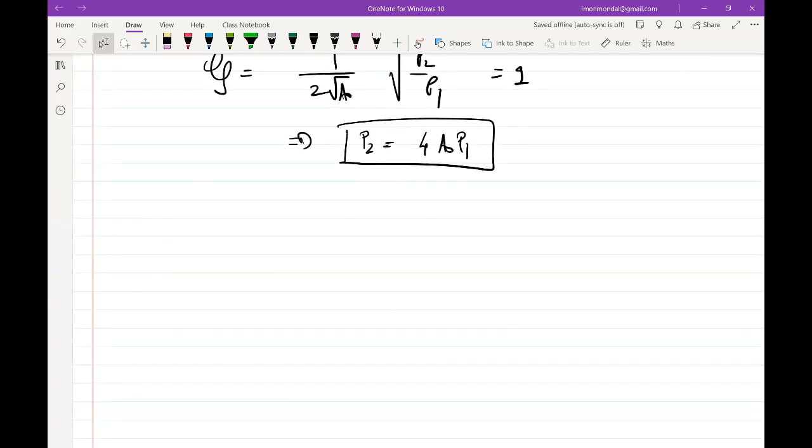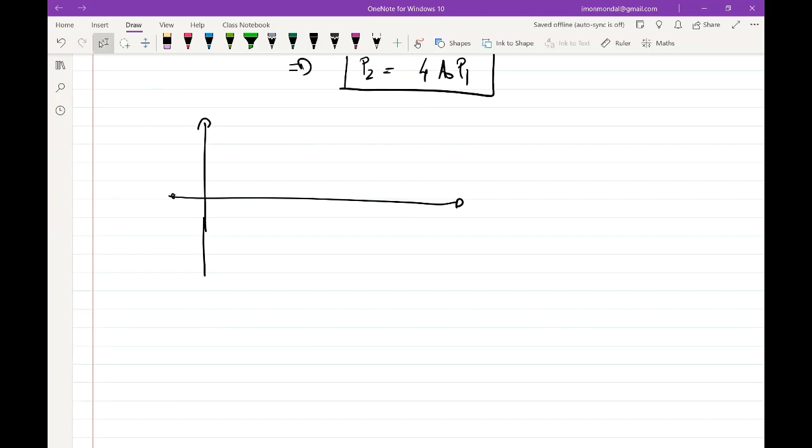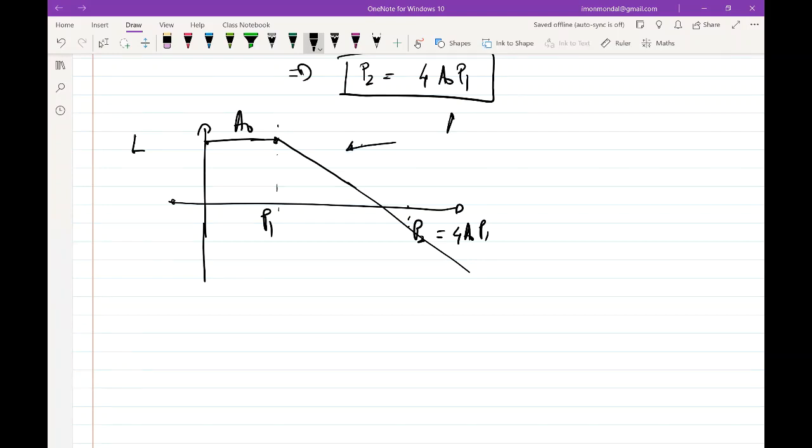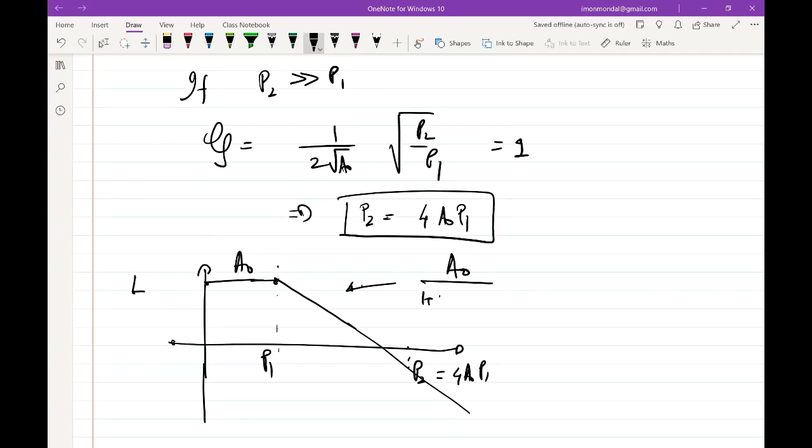Okay. So let's put everything on the loop gain plot and then try to figure out what's actually happening. So L becomes, which means that if P1 and P2 are far apart, now your new P1 is here, new P2 becomes here, which is 4 times A0 times P1. This is A0. I need to figure out where is the UGB of the loop. Is it before P2 or after P2? Knowing that this is expressed as A0 by 1 plus S by P1.